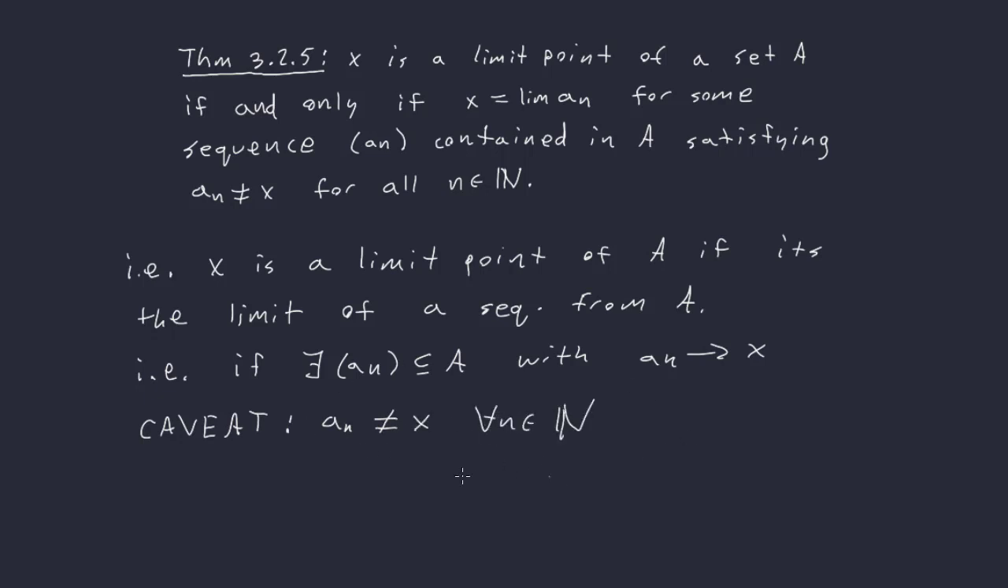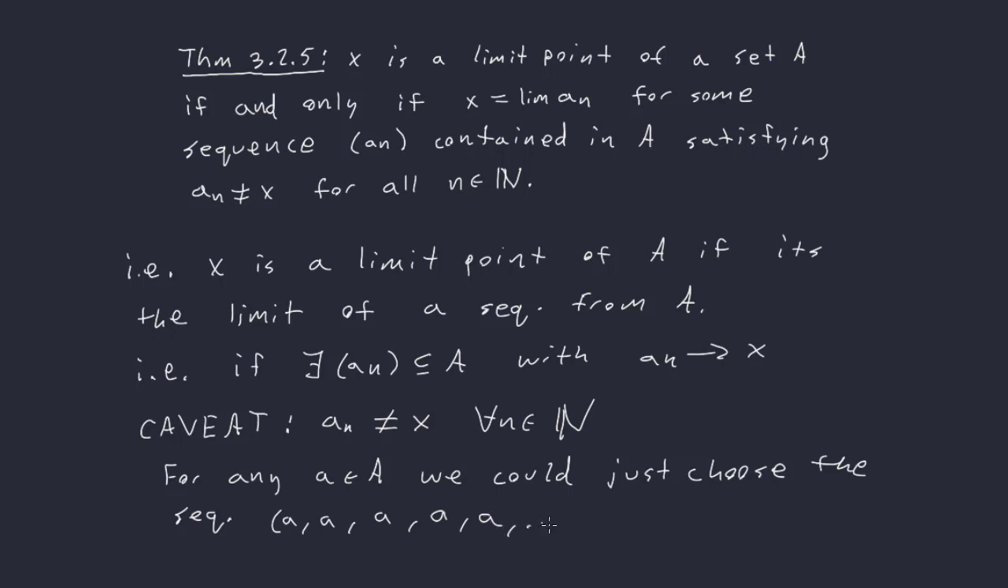And the reason we have this stipulation is that for any little a in the set A, we could just choose the sequence a over and over and over again and get a sequence that converges to a, even if a is not a limit point. Or here, I'll just say even if a is not a cluster point.